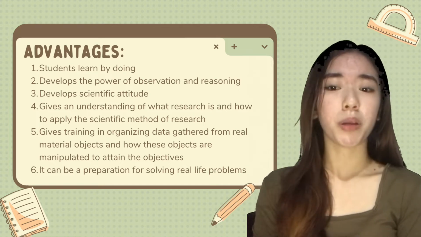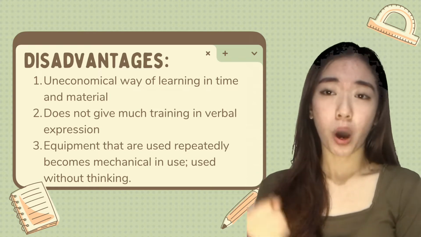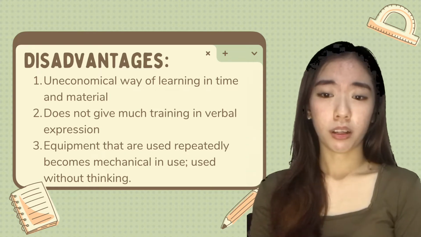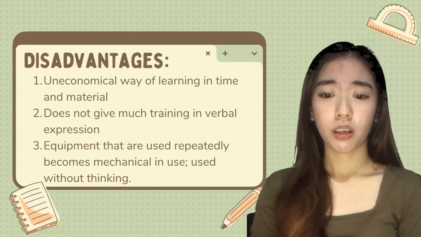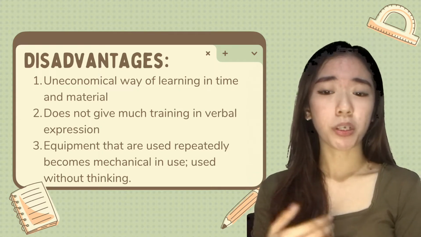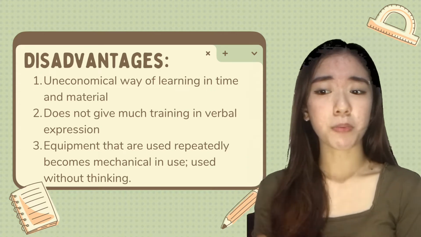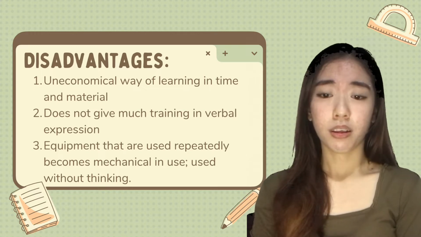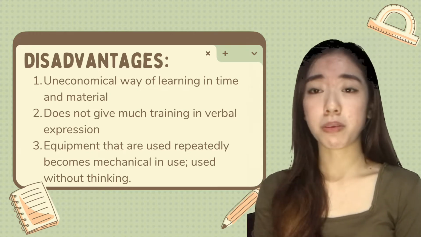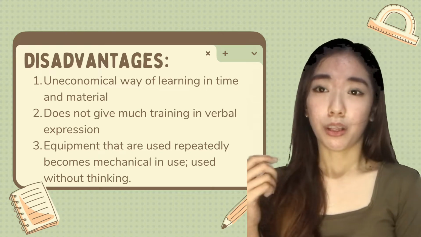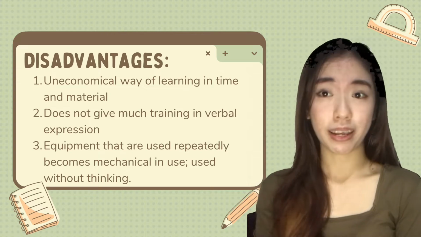Though laboratory methods have advantages, they also come with disadvantages. One is that it is uneconomical. The waste from the experiments is too much for a one-time use. It also does not give too much attention to verbal expressions, as it detaches the learners from interacting with one another. Moreover, the repeated use of equipment in an experiment becomes mechanical, which means the learners do not think critically when using them due to familiarity.